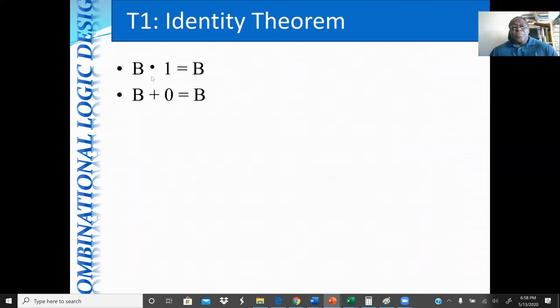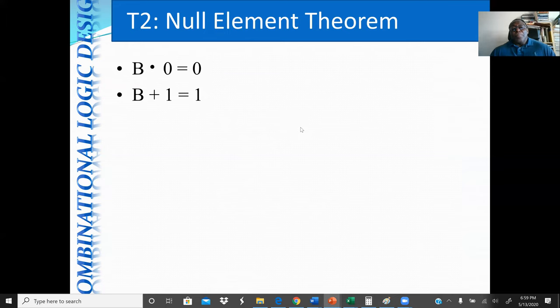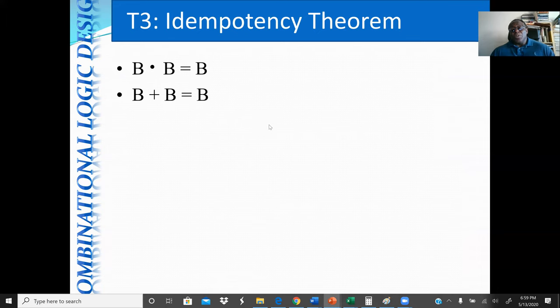The first one, we again said B times 1 is B. But B plus 0 also is B. So here we have B and 1 in an AND gate, the output is B, or B and 0 in an OR gate, addition, the output is B also. So B plus 0 is always B. Now B times 0 will give me 0. But B plus 1 will give me 1. Or B plus 0 will give me B. Now B times B is B, B plus B is B. So if I have BBA, the answer is the same as AB.